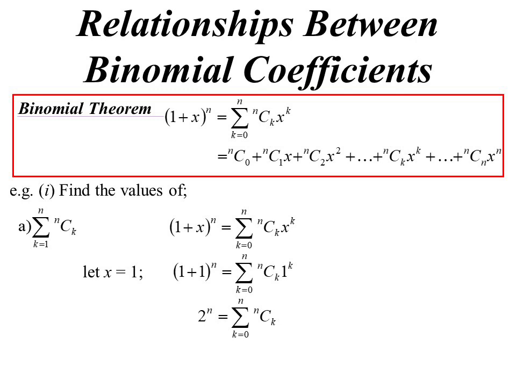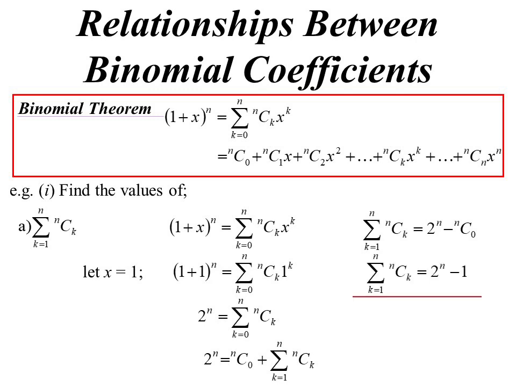So I need to pull out the term where k equals 0. So I pull that out of the sum. If I substitute into the general term, it would be nC0, and then plus all the other terms going from 1 to n. Well, nC0, it doesn't matter what n is, it's always equal to 1, we said. That was one of our rules we had. It always starts and finishes with 1. So if I move that nC0 to the other side and substitute in 1 for nC0, I've got my result. So the sum of k equals 1 to n of nCk will be 2^n minus 1.